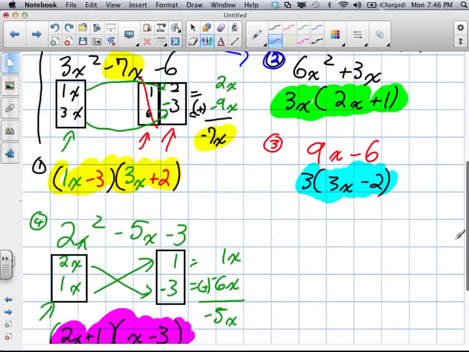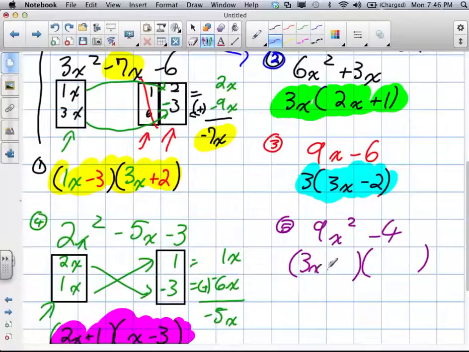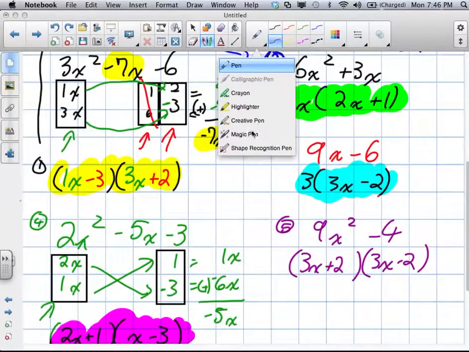9x squared minus 4. Trinomial or binomial? Binomial. Difference of squares. So what is this going to become? 3x plus 2 and 3x minus 2. Good. You know the special case. Great. Very fast and easy. We got that one done.